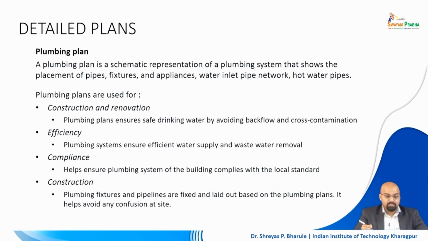Now, if we come to the detailed plans of the plumbing layout, the plumbing layout also shows the complete schematic representation of the plumbing systems in a house, right. So, we do see the placement of pipes, fixtures, and different appliances, the inlet and outlet pipes of the water, and if there are any hot water pipes or any other utility pipes, they are also represented. Plumbing plans are used similarly to the way electrical layout plans are used. Plumbing layouts are used for construction and renovation.